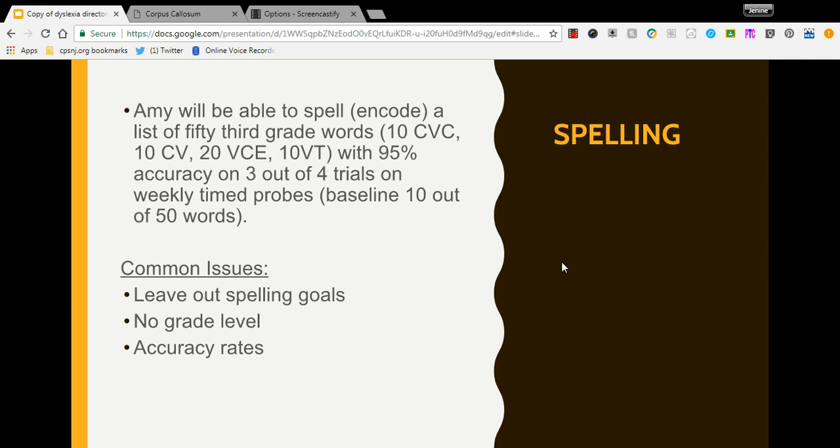For spelling, Amy will be able to spell and code a list of 50 third grade words from various types of syllables with 95% accuracy on 3 out of 4 trials on weekly timed probes. The baseline 10 out of 50 words. Common issues: leave out spelling goals, no grade level, and accuracy. Oftentimes we get IEPs without any spelling goals and objectives, even though that's something that's been identified as an area of weakness.